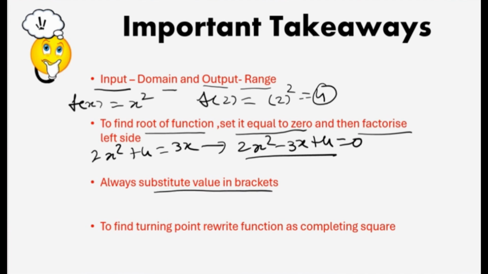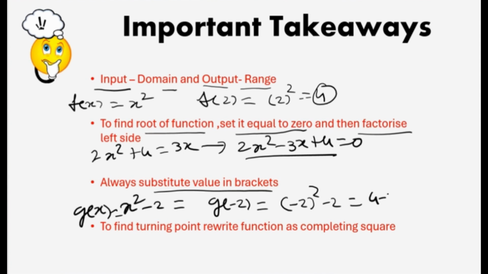Always substitute values in brackets. For example, if I have g of x equals x squared minus 2, and I want to find g of minus 2, then I have to put (minus 2) squared minus 2. That will give me 4 minus 2, which is 2. If I do not put brackets here, we end up with the wrong answer. That will give me minus 2 squared minus 2, which gives minus 4 minus 2, minus 6, which is wrong.